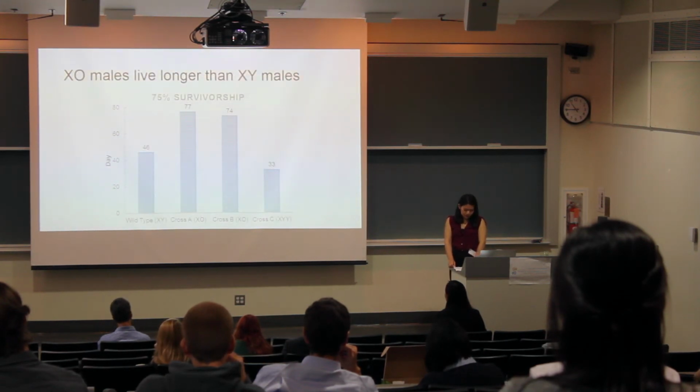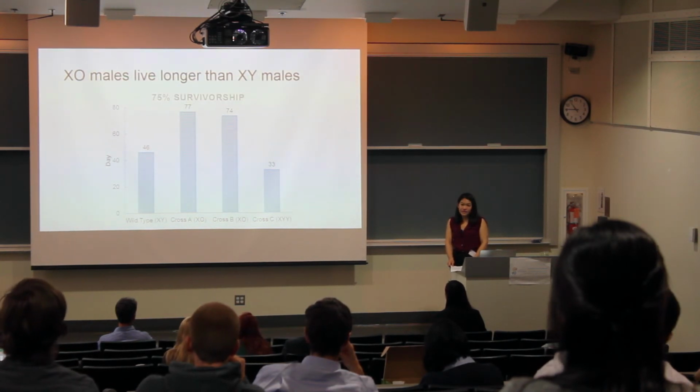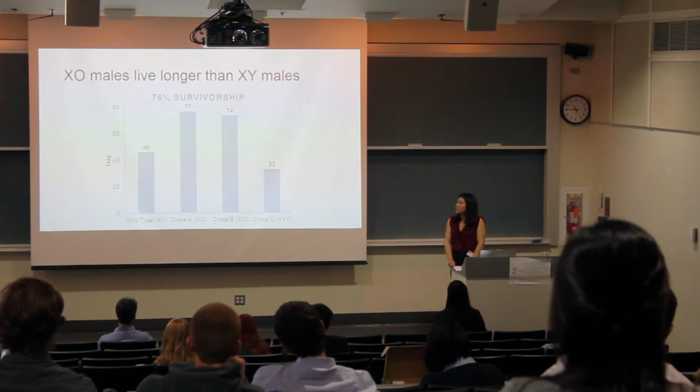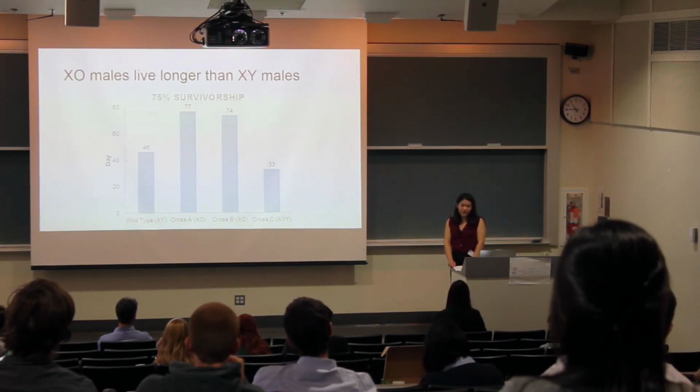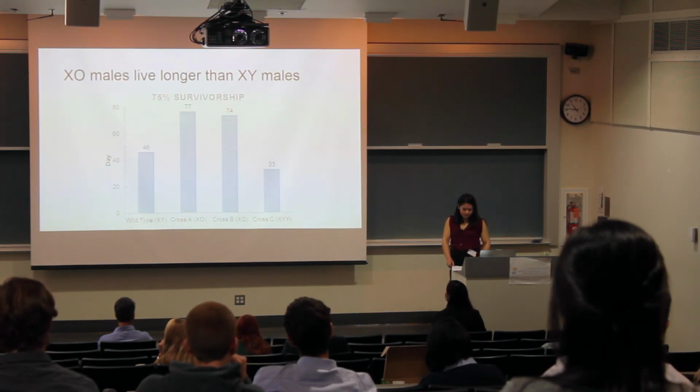When comparing males with 0, 1, and 2 Y chromosomes, the assays showed that males without a Y maintained 75% survivorship at 77 days and 74 days from cross A and B respectively, while males with a Y hit 75% survivorship at 46 days. The XYY males with 2 Y chromosomes hit 75% survivorship at 33 days.